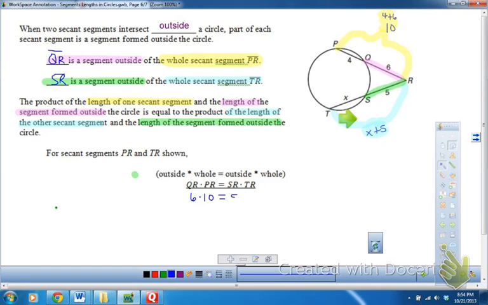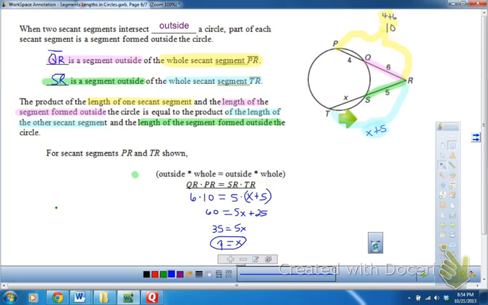SR is 5 and TR is x plus 5. And since you're having to multiply 5 times the whole thing, you've got to make sure you put it in parentheses. Now to solve this, make sure you distribute that 5 so you get 5x plus 25. And over here on the left you have 60. Subtract your 25, you end up with 35 equals 5x, and x equals 7.